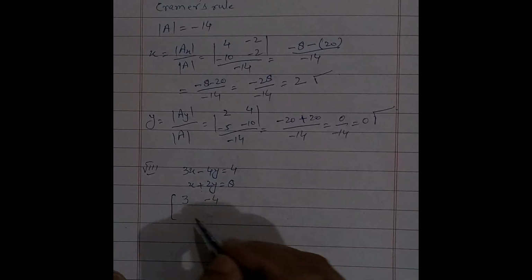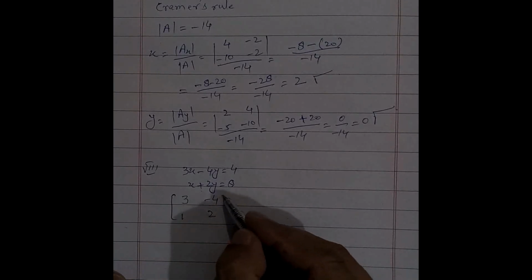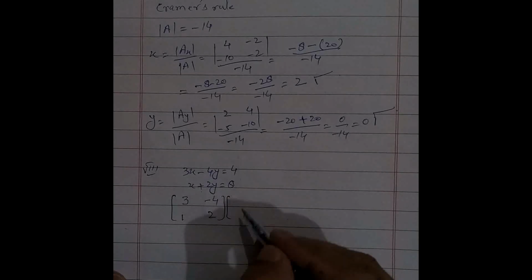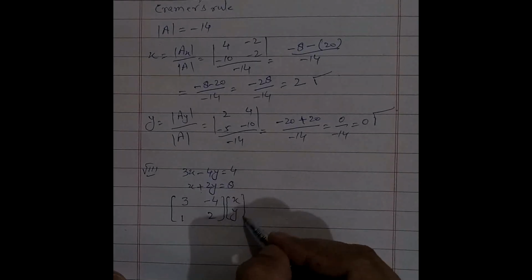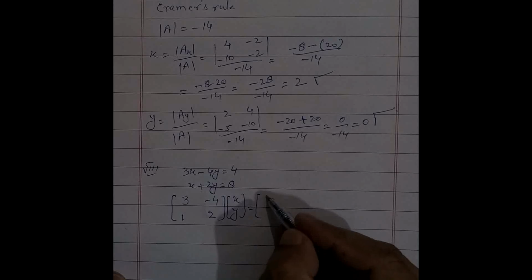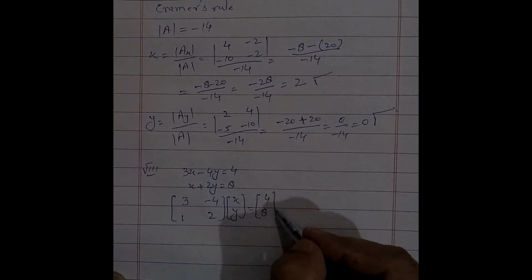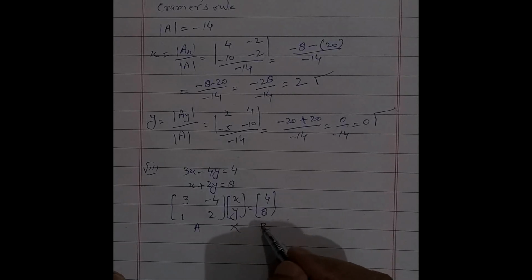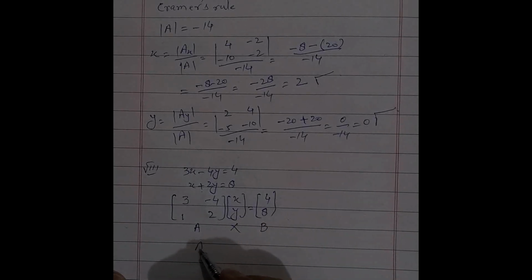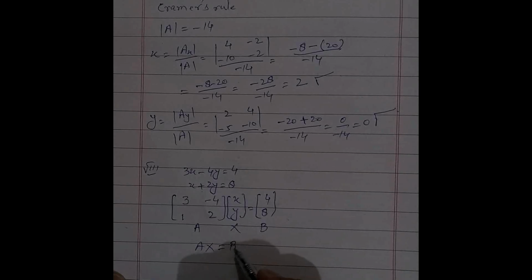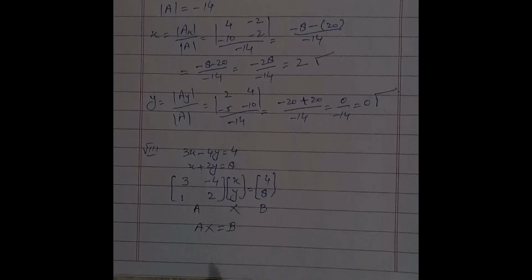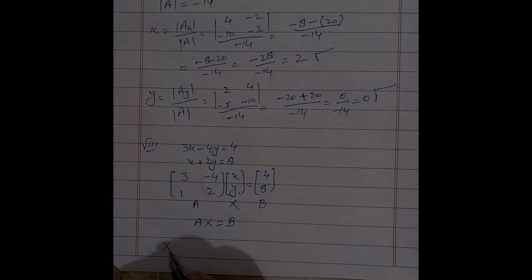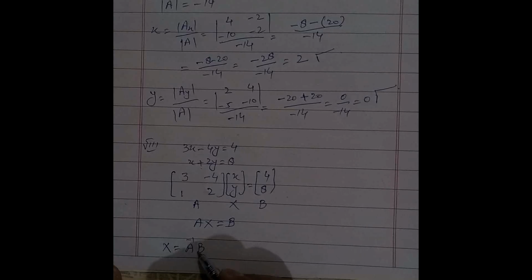Next, the matrices are 3, minus 4, 1, 2, and the other is x, y, and the third one is 4 and 8, and we write them as A, x and B. The equation is Ax is equal to B, and we find the value of x whose elements are x, y. So the formula is x is equal to A inverse B.